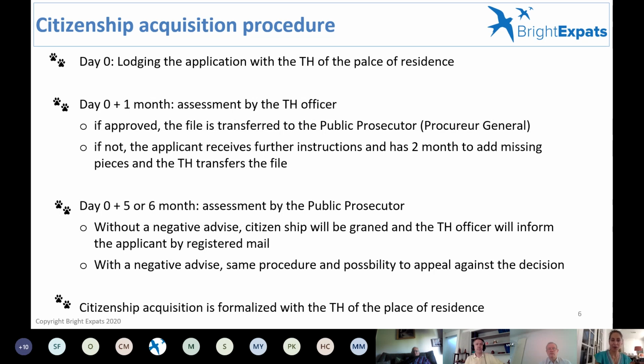Anyway, when the citizenship is granted, you will have the full procedure formalized with the town hall of the place of residence, who will issue a new identity card.